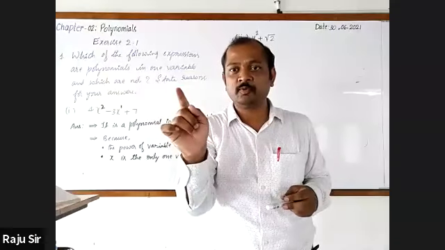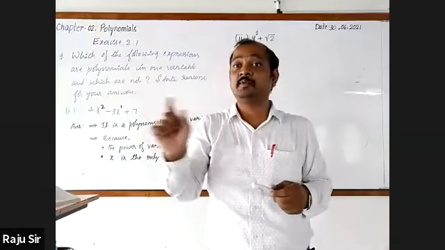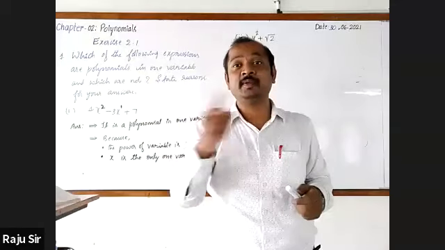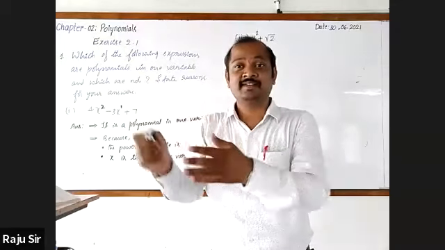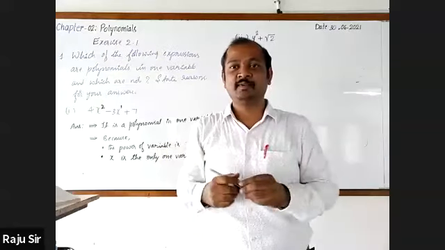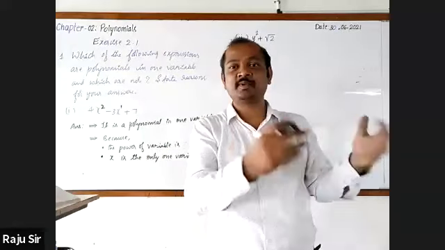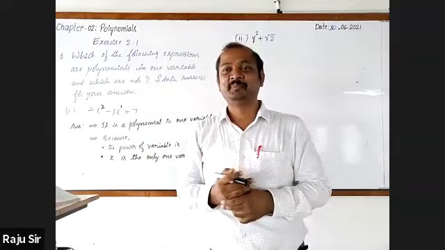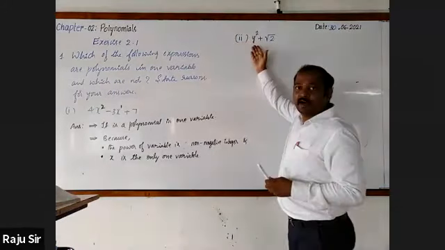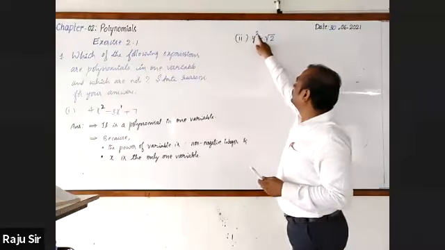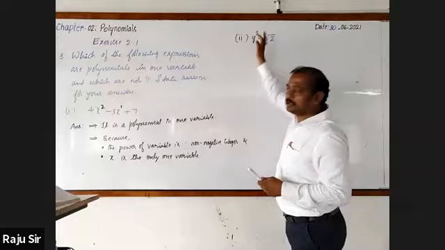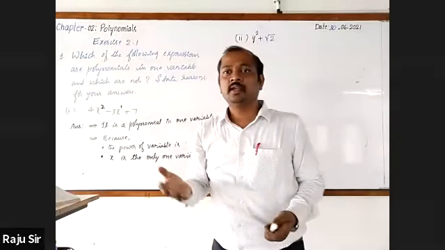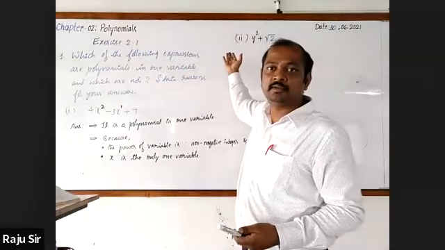Students, wait. Some students are following one criterion. In Kannada, what we say is Gumpinalli Govinda. If one says yes, everyone says yes sir; if one says no, everyone says no sir. That's not fine. Here, observe the power of the variable. The variable is y, the power is 2. 2 is a non-negative integer. Therefore, it is a polynomial.